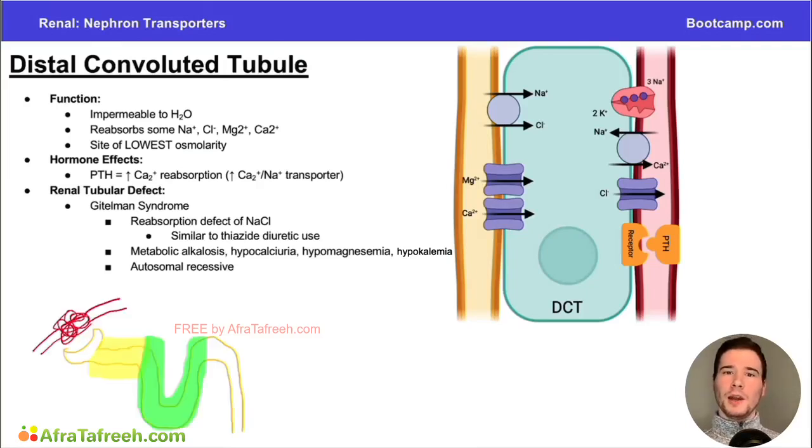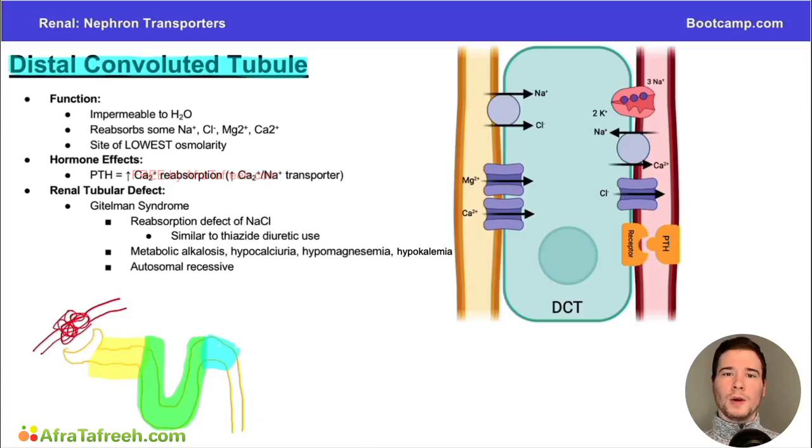So here's our image again. Remember, the first video we highlighted the PCT in our yellow highlighter. In the last video we did the loop of Henle in our green highlighter. And in this video we're going to use a blue highlighter to indicate the portion of the nephron that's approximately the DCT, or the distal convoluted tubule.